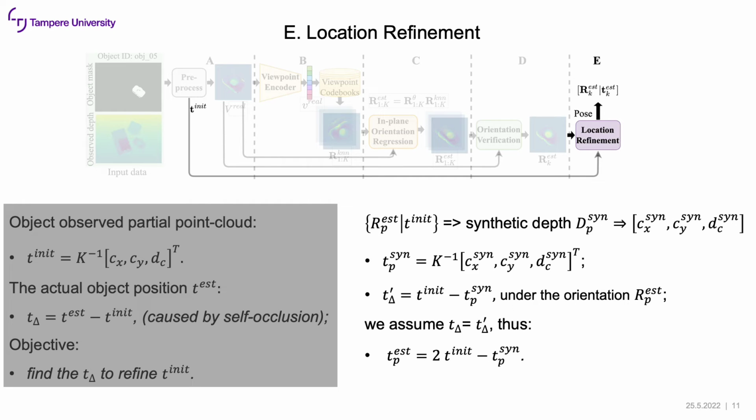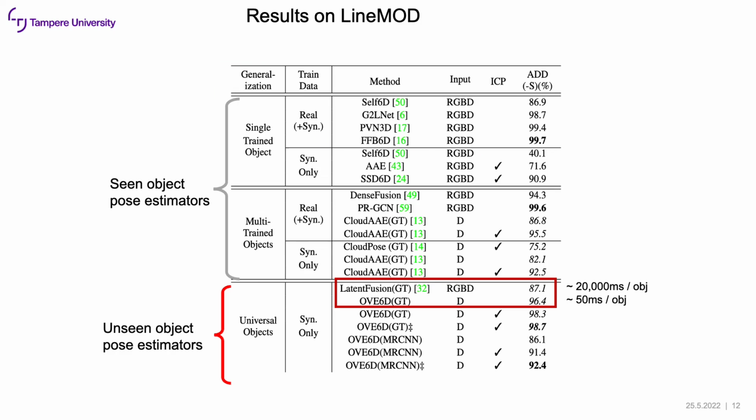As mentioned before, we can only obtain a coarse location estimate from the partially observed object point cloud due to self-occlusion. A refinement step is thus preferred to obtain a more accurate location estimate. The details can be found in our paper.